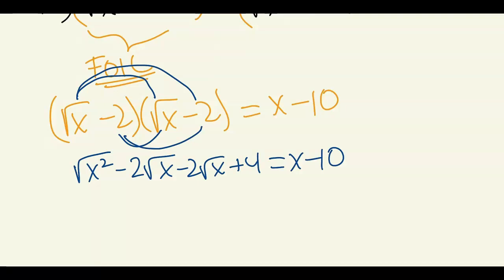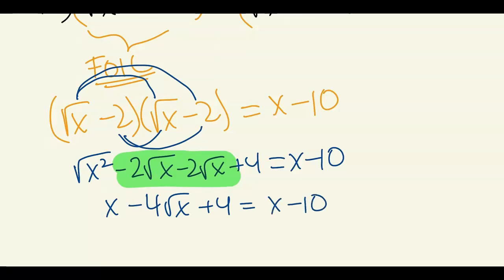Mia, can I combine anything here? Can I combine anything? 2 square root x. Both of these. Okay. And then you told me at the beginning that you can simplify? You could simplify the square root of x squared, right? Yes. Which is just going to be x. What's negative 2 square root x minus 2 square root x? Negative 4 square root x. Notice that she didn't say x squared, guys. It's just negative 4 square root x. Plus 4 equals x minus 10.